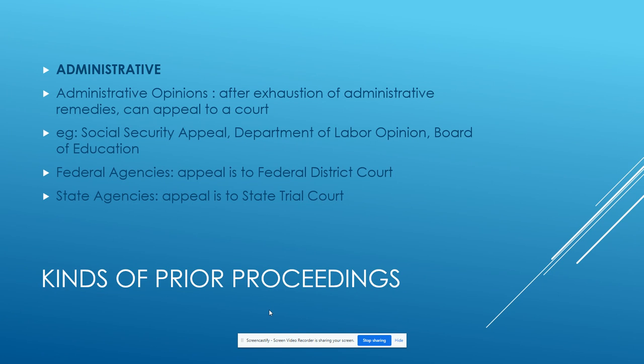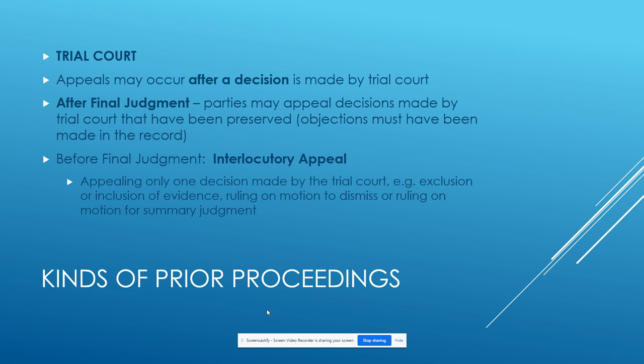So if I go to the Equal Employment Opportunity Commission and I have a hearing, I can appeal that to, say, a federal trial court, and then maybe I can appeal to an appellate court. So that is a type of prior proceeding, an administrative proceeding. Usually, again, it's a trial court.